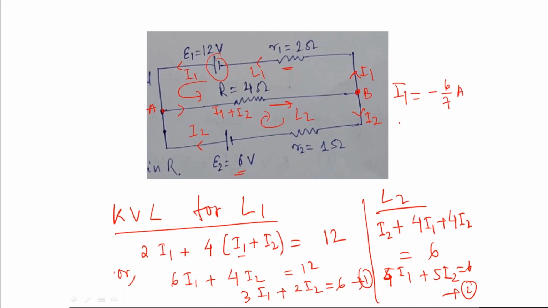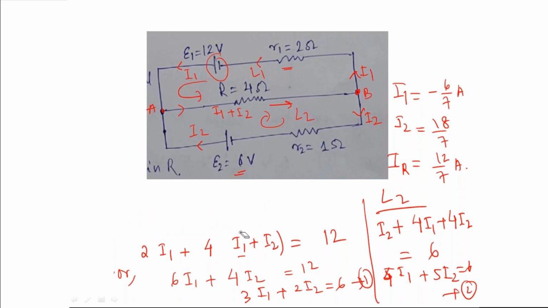I1 is equal to minus 6 by 7 ampere. Okay, and I2 will be actually 18 by 7. If you add these two, the total current which is flowing through R will be 12 by 7 ampere. Okay, so these are the currents.